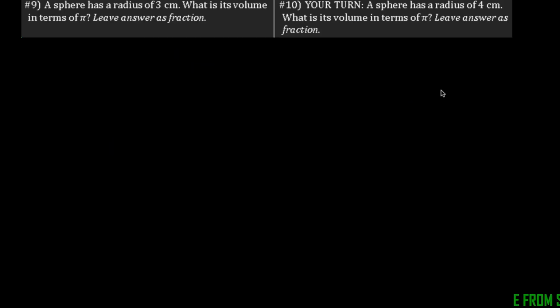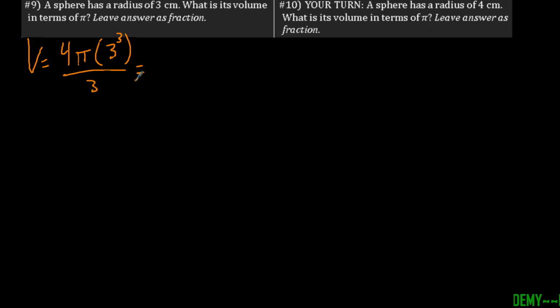Moving to number 9, it says a sphere has a radius of 3 centimeters. What is the volume in terms of pi? And if we need to, we can leave our answer as a fraction. So again, make sure you're using those correct formulas. So my volume is going to be equal to 4 times pi times the radius, which is 3 to the third power, all over 3.